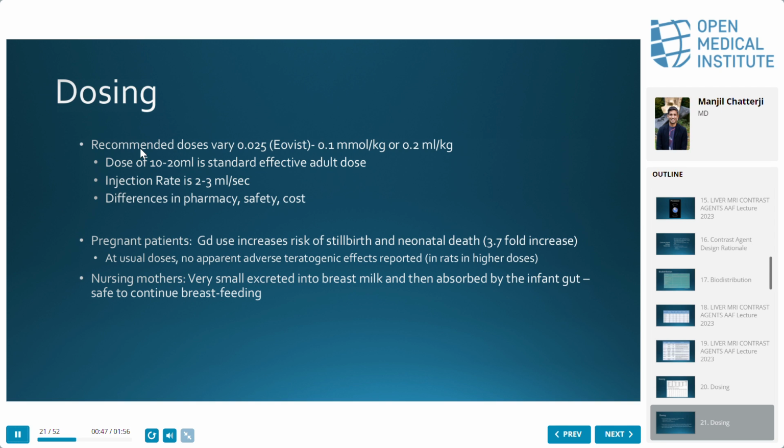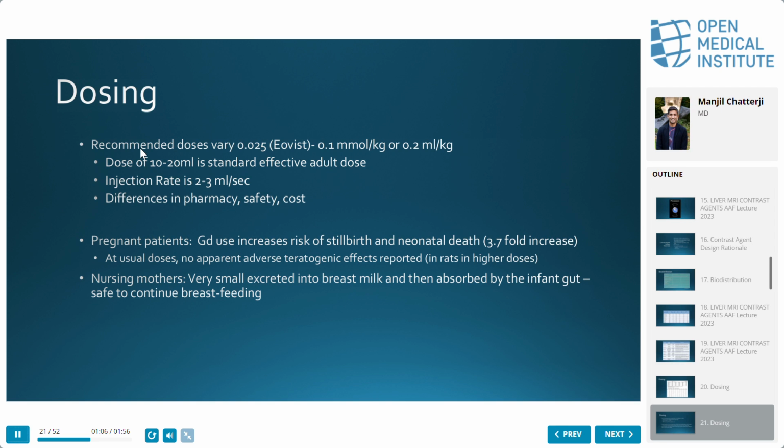At usual doses, that said, in the patients that have received it, there aren't large-scale studies to prove how many patients got this or that. But that said, there definitely is an increased risk of stillbirth and neonatal death, and they think it's likely due to teratogenesis of the spinal cord.